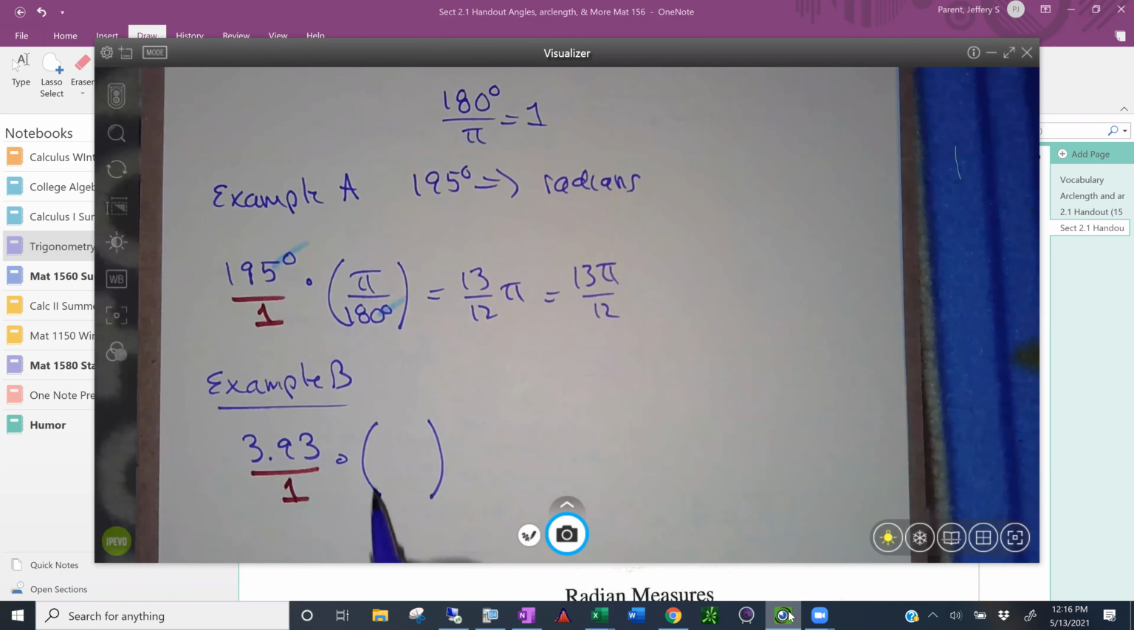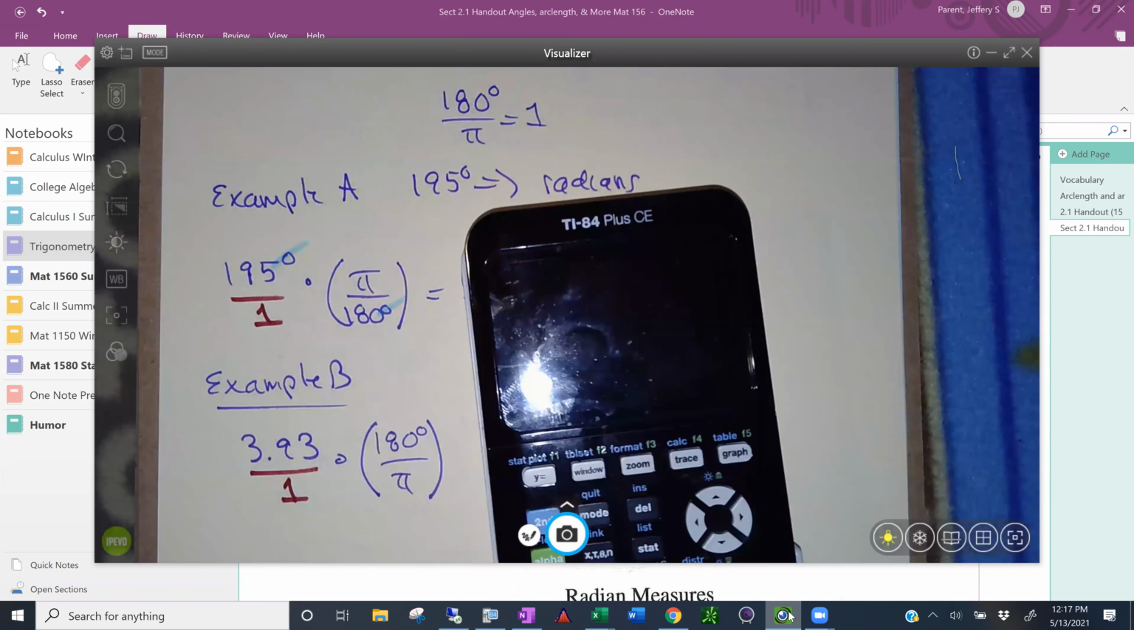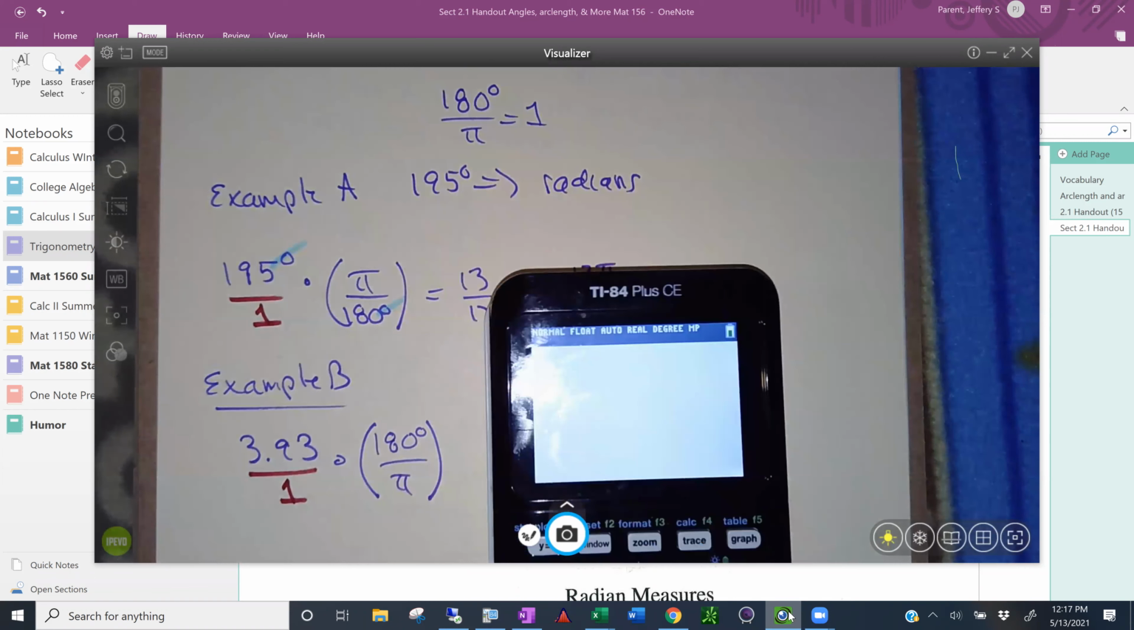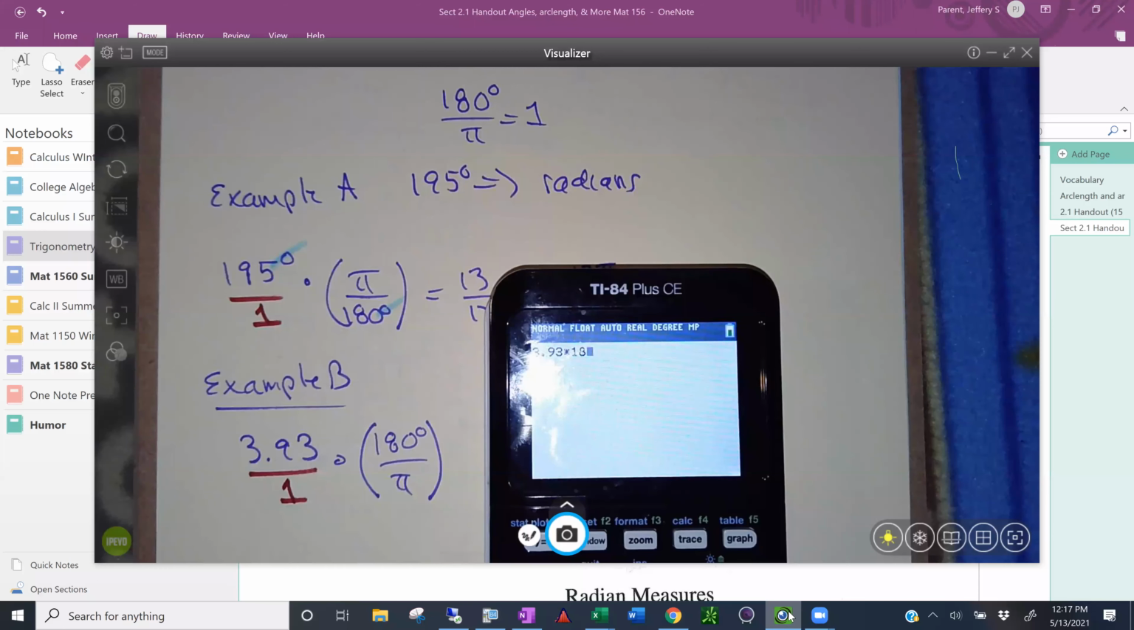180 over pi. Perfect. 180 degrees over pi. And this just all has to be done on your calculator. So let me do it here. 3.93 times 180 divided by pi.